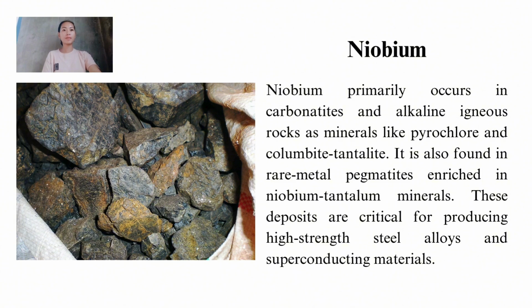Niobium is one of the minerals formed in pegmatites. It is found in rare metal pegmatites enriched in niobium-tantalum minerals. It occurs in carbonatites and alkaline igneous rocks as minerals like pyrochlore and columbite-tantalite. These deposits are critical for producing high-strength steel alloys and superconducting materials.